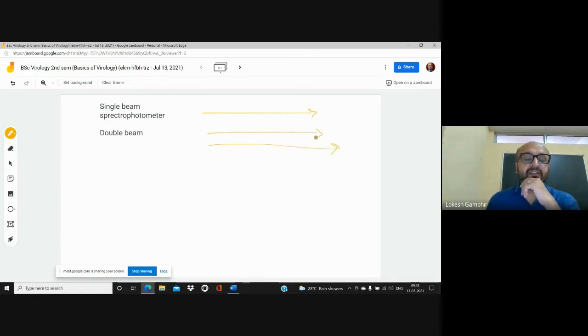So how is this arrangement talked about? Let us first talk about the single beam spectrophotometer. I told you we need light. For light, we need a source. So we have a lamp of white light. If we are going for the visible region, we use a tungsten lamp. Now this lamp will be giving you light in every possible direction of multiple wavelengths.